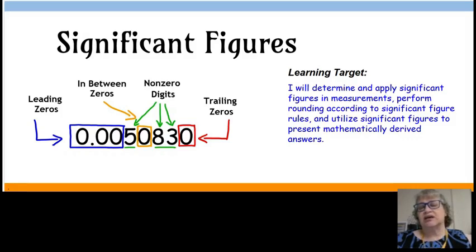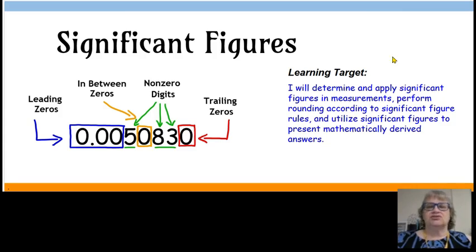Our next lesson is about significant figures. We always say sig figs, okay? So our learning target: I will determine and apply significant figures in measurements, perform rounding according to significant figure rules, and utilize significant figures to present mathematically derived answers.